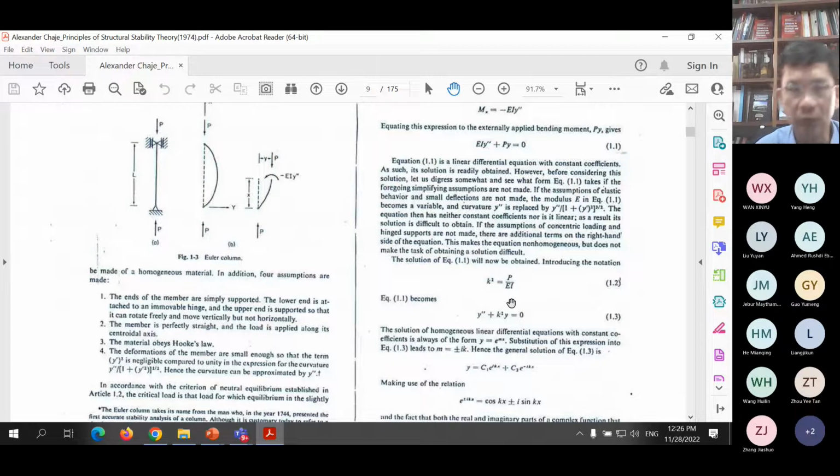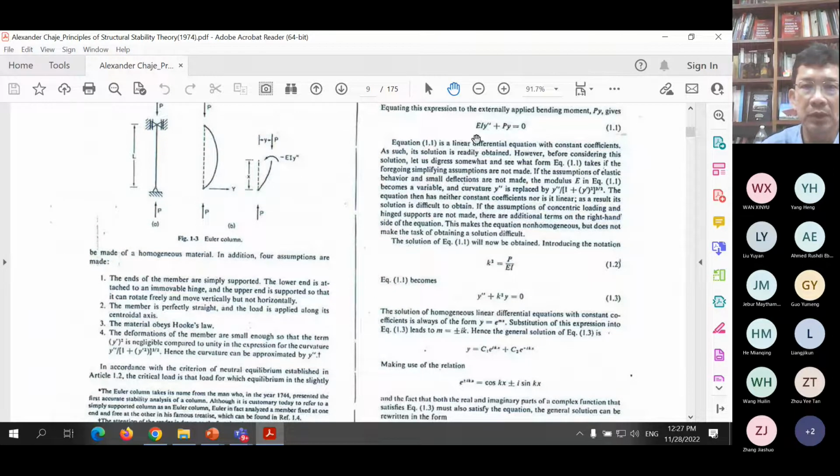It is similar to your omega square. Omega square is k over m in your dynamics. So in stability, we have something similar to omega square, which is important: k square. k square is P over EI. So k square includes information about the axial load being applied, for which we want to determine the critical load, as well as the properties of the column, which are the material properties and section properties.